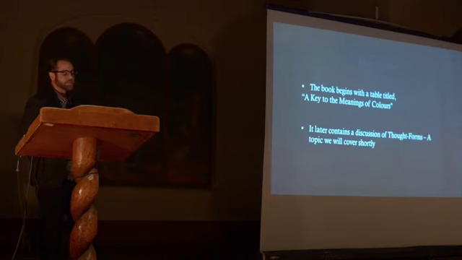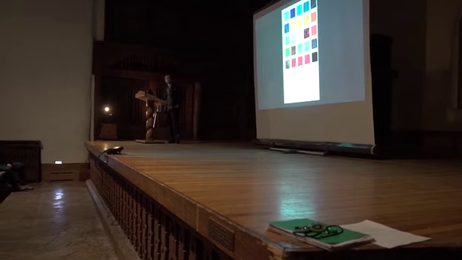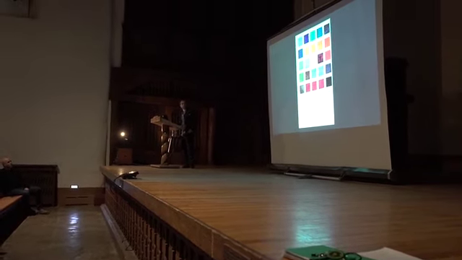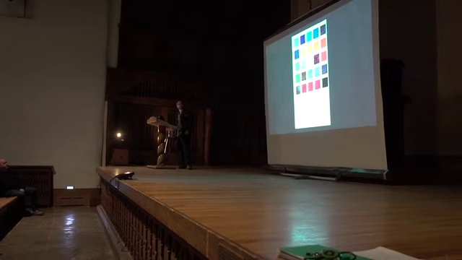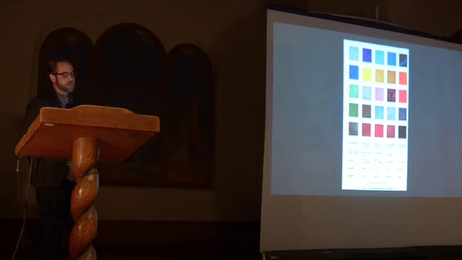The book begins with a table titled "A Key to the Meanings of Colors," and later discusses thought forms, which we will cover shortly. Here we have The Key, published in their book. Now, Agnes Pelton was a theosophist and was familiar with this. So here, first column, first row, high spirituality, going through all the way down to malice at the very end.